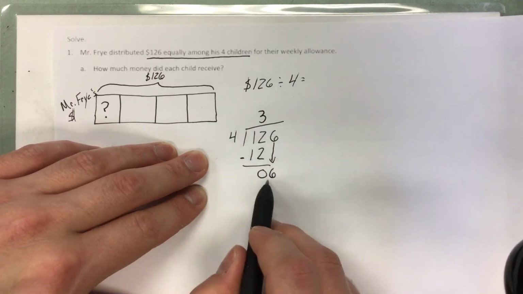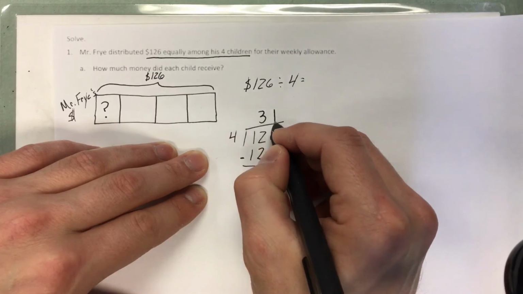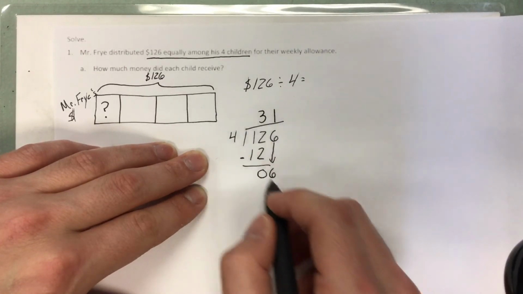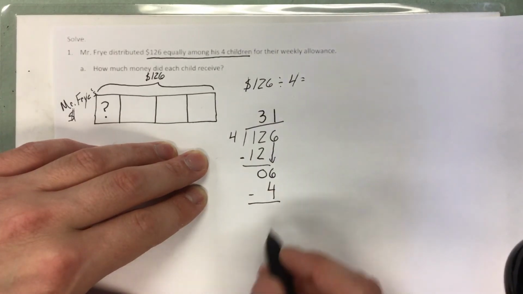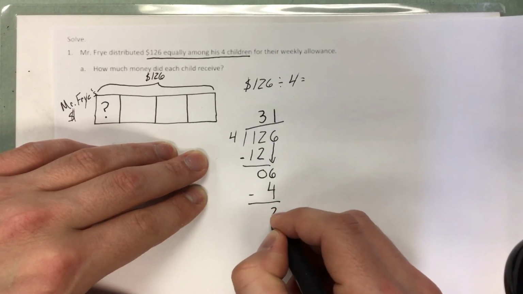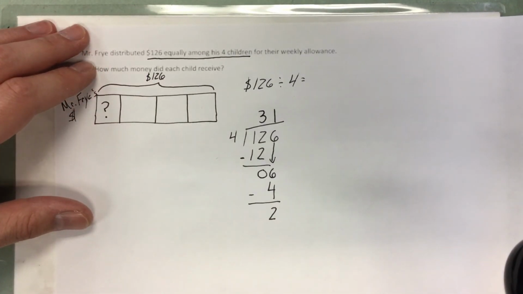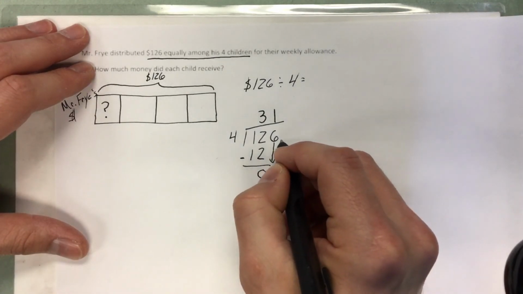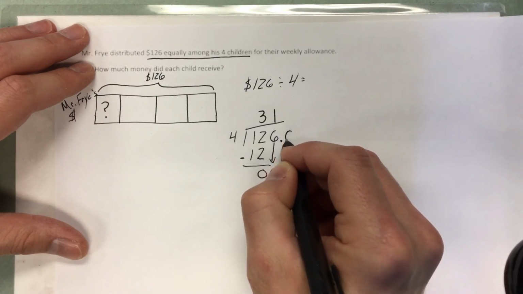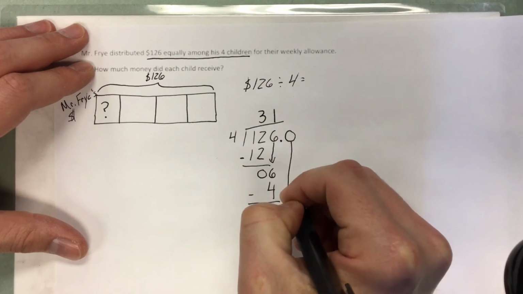How many times will 4 go into 6? Just once. I'm going to make sure to put my 1 above the 6. So 1 times 4 is 4. Now I'm going to subtract. 6 take away 4 is 2. Now in 4th grade, we would say this answer is 31 remainder 2. But now I know that I can keep going by adding a decimal and a place value. So I'm going to add a decimal and a tenth, which is 0 tenths. And now I'm going to bring down that 0 tenths.